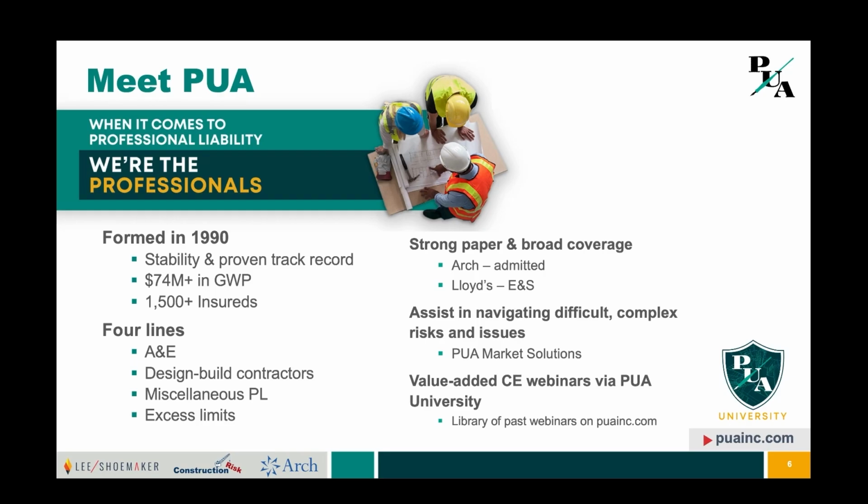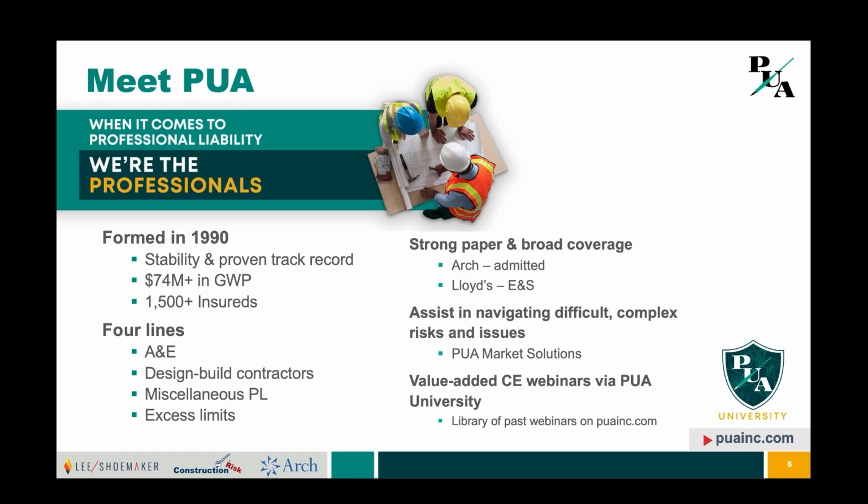All that premium stems from 4 lines: the A&E line, the architects and engineers, and the design build and contractors lines. And then we have a miscellaneous program for those one-off risks that are mostly not licensed A&E or architects. They kind of fit within the construction industry, and that's the smaller stuff. Our last line is excess limits, which is truly needed right now, with everyone seeing contracts and projects needing 5 million, 10 million in limits. It's really growing.